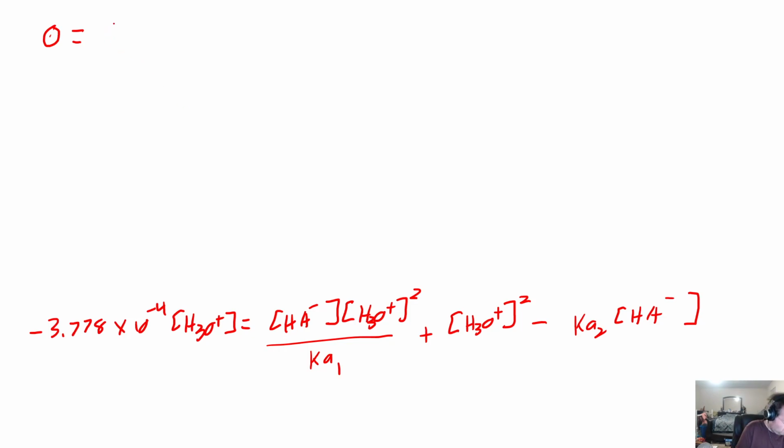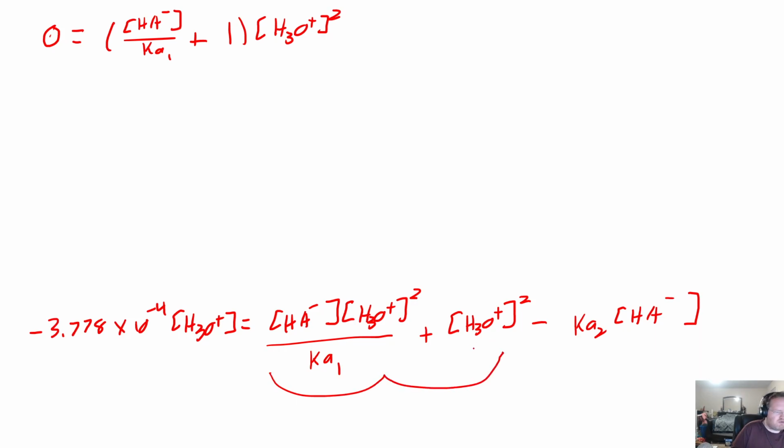So when I combine the two terms, I will get HA minus divided by Ka1 plus 1 times H3O+ squared. So that's just taking my two H3O+ squared terms here. And remember, for this one here, because there's nothing in front, it's like there's a 1 in front. So I just factored H3O+ out, and then I'm left with the other terms. Then I moved my H3O+ over. When I did that, I changed the sign from negative to plus because I had to add it to both sides. Plus 3.778 times 10 to the negative fourth times H3O+. And from there, I then have minus Ka2 times HA minus.